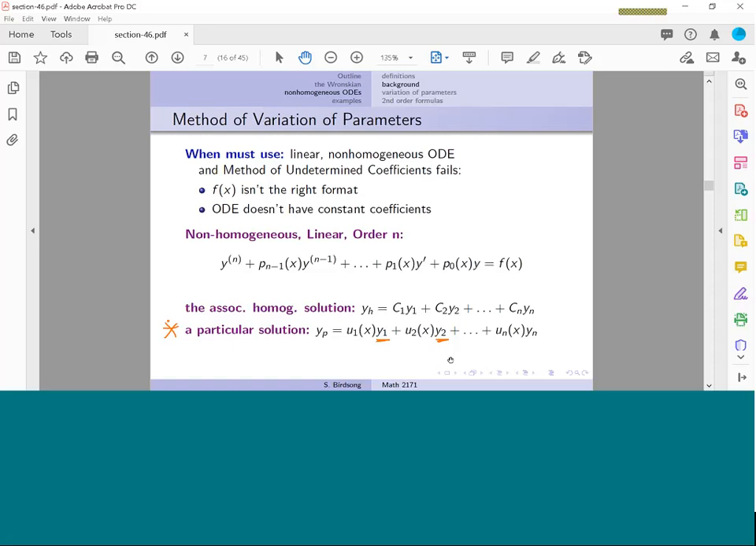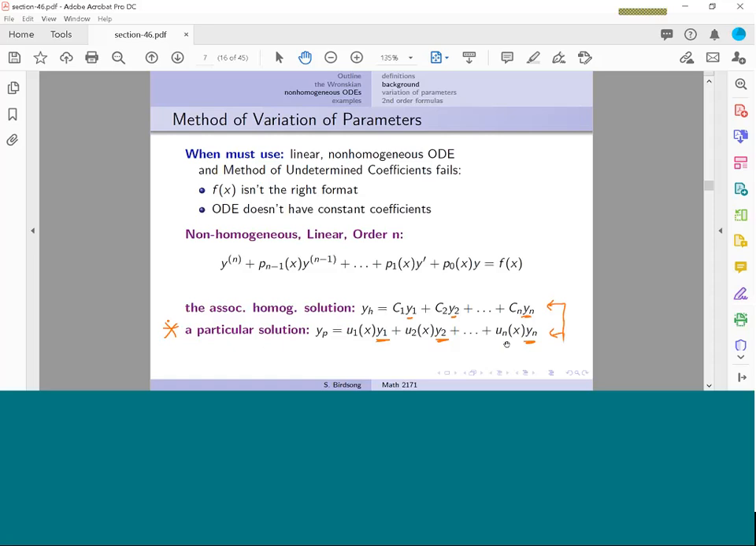So notice these two guys here, the general form of your associated homogeneous solution and now a particular solution, have almost the same format. The only difference is with the homogeneous solution, you truly have constants like 2 and 3 multiplied by each of those solutions, y1 through yn. But in the particular solution, you're going to have at least one of these u's not be a true constant. They would actually have the independent variable in it. And we're going to see how to find those in just a second.